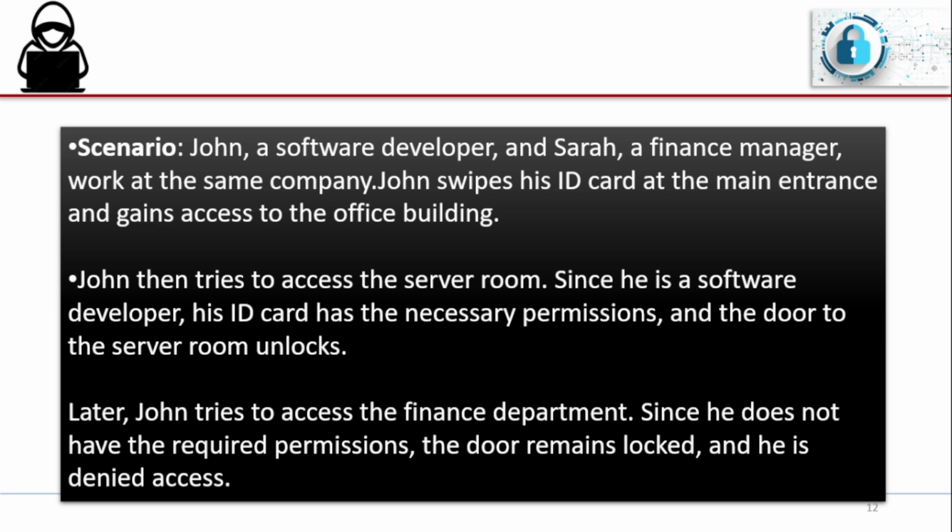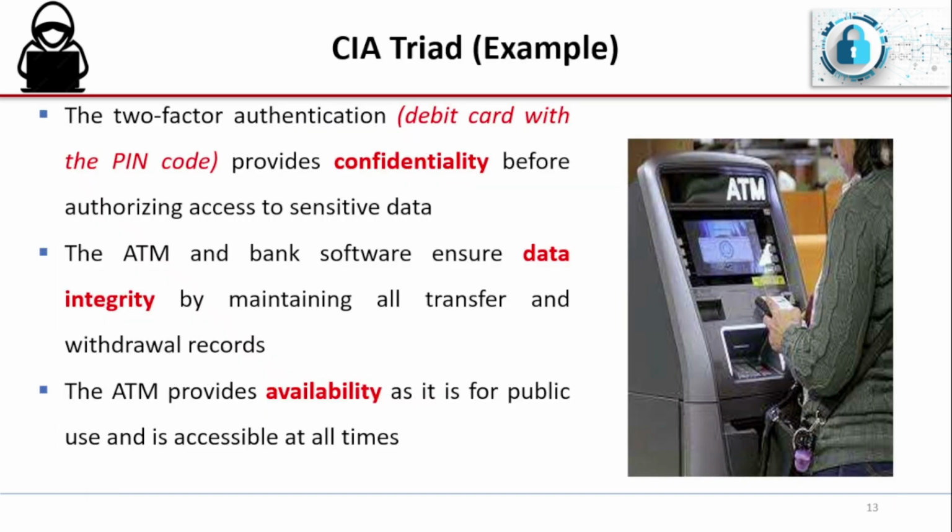So here you can see a single person is given access in certain places and not given access in others. There is a system in place at the back end which is working through the process of authentication and authorization. This is an example of access control. Now moving ahead, what is the CIA triad?